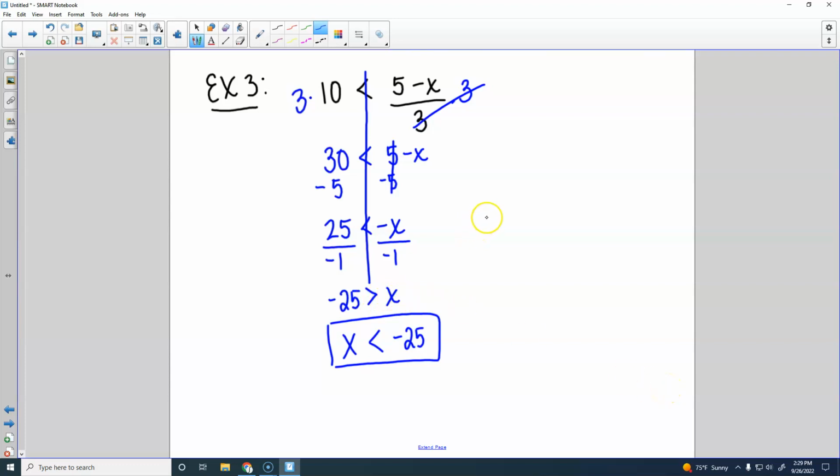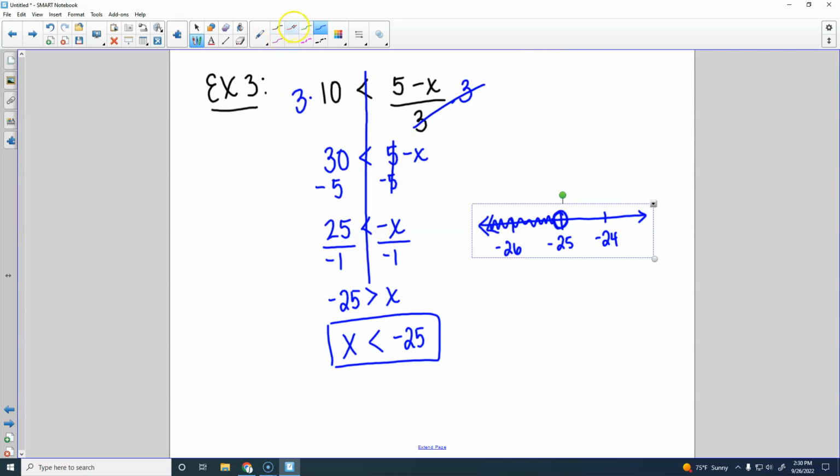Also, when you graph these, so we've got negative 25, that would be a negative 26 here, a negative 24 here. I would need an open circle. Do I shade to the left or to the right? I'd shade to the left.